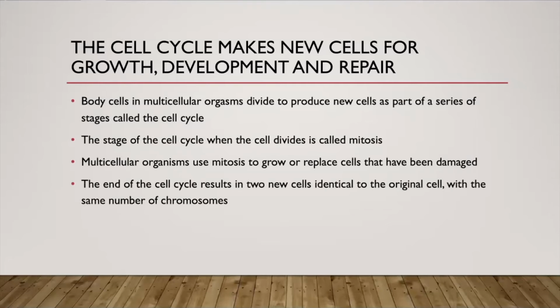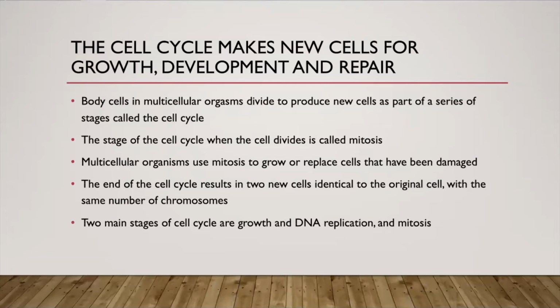The end of the cell cycle results in 2 cells identical to the original cell with the same number of chromosomes. 2 main stages of the cell cycle are growth, DNA replication, and mitosis.